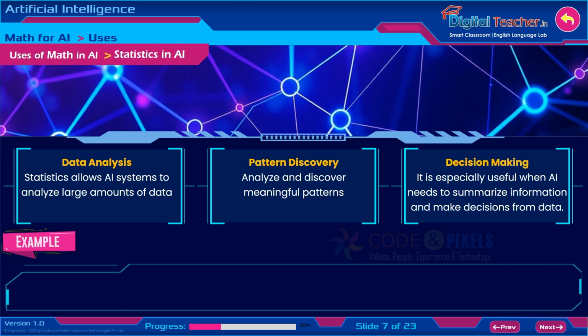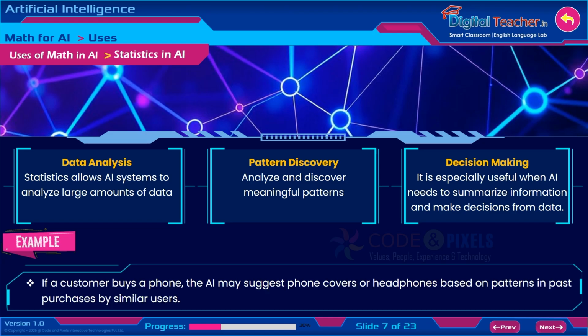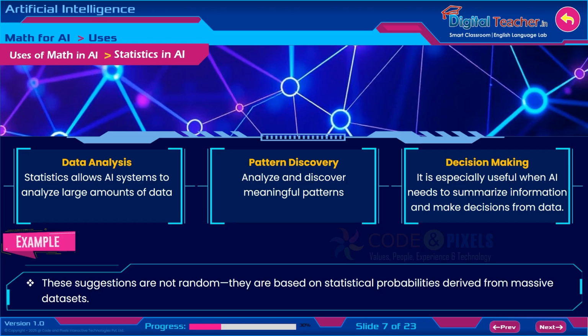Example: Amazon uses statistical analysis to recommend products. If a customer buys a phone, the artificial intelligence may suggest phone covers or headphones based on patterns in past purchases by similar users. These suggestions are not random, they are based on statistical probabilities derived from massive datasets.